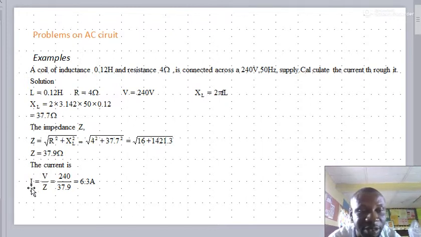The current here, though it's not stated with subscripts carrying effective or RMS, is the RMS current in this problem. Please bear that in mind.